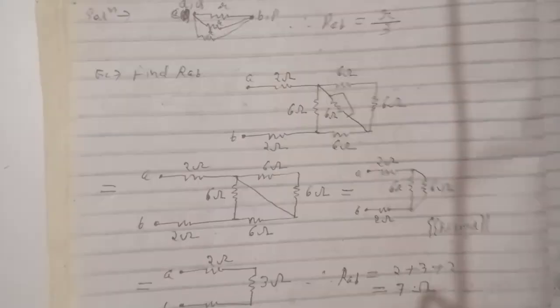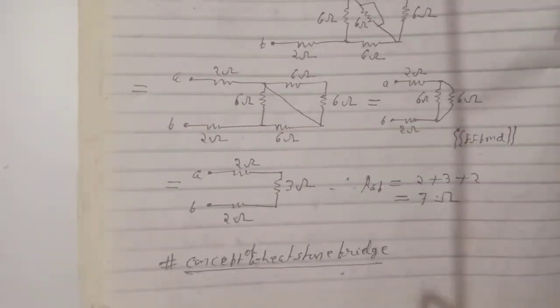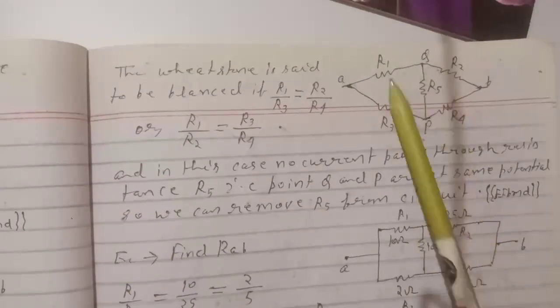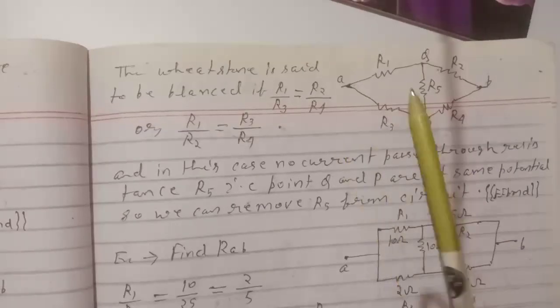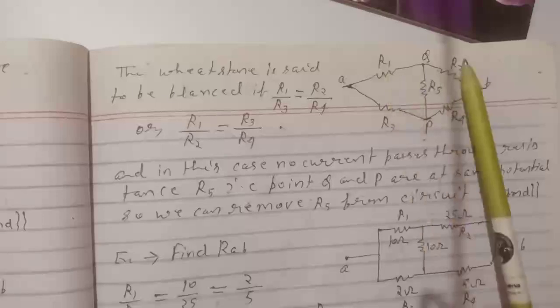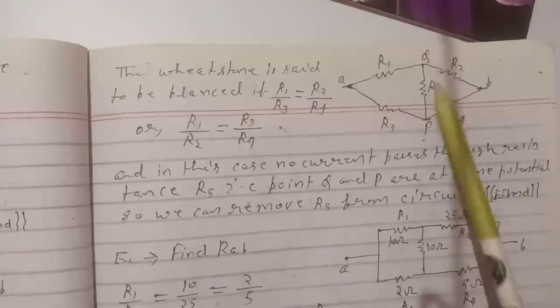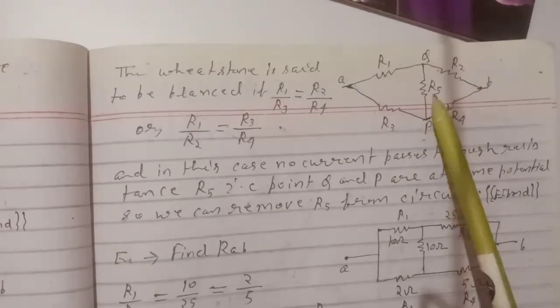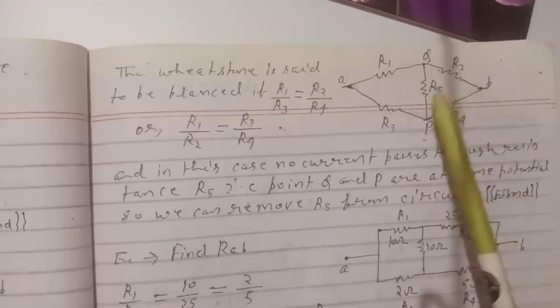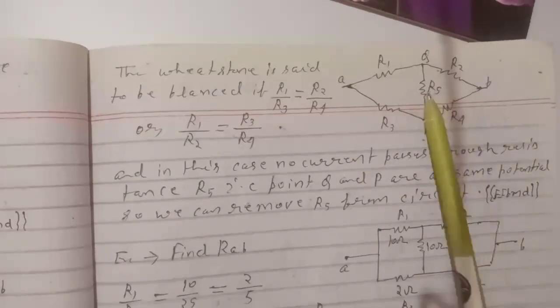Now the concept of Wheatstone bridge. If we have a circuit like this, R1, R2, R3, R4, and there is an R5, and this is point A and this is point B, then this type of arrangement is called a Wheatstone bridge.